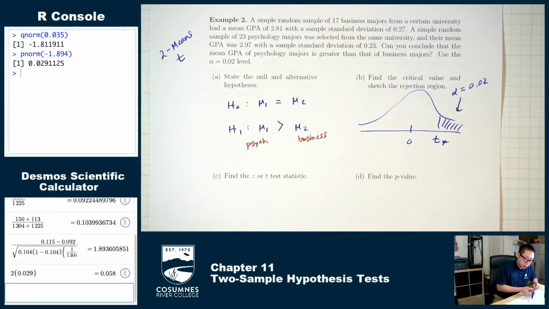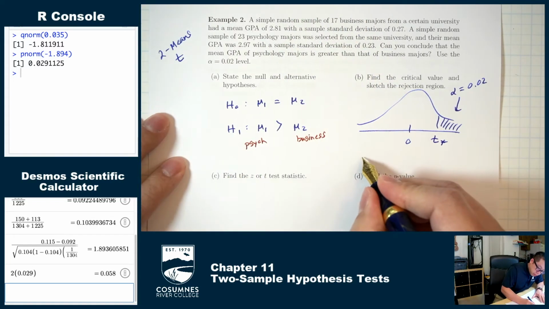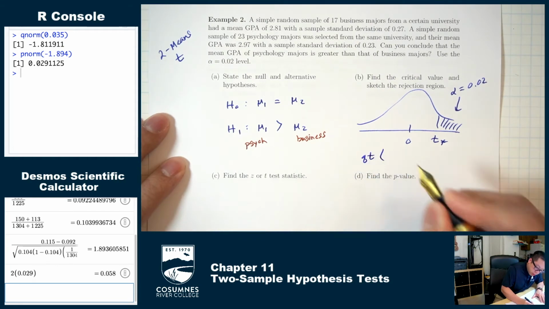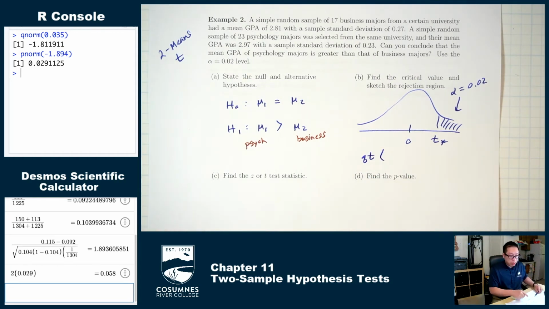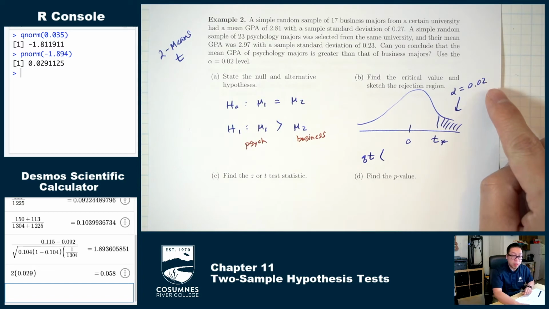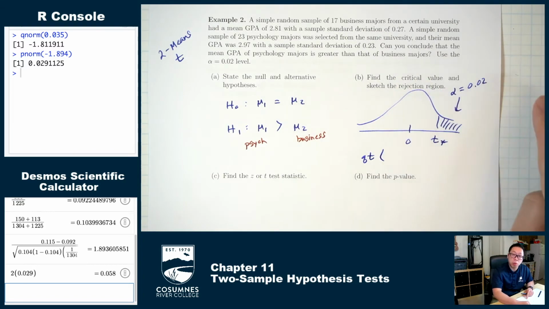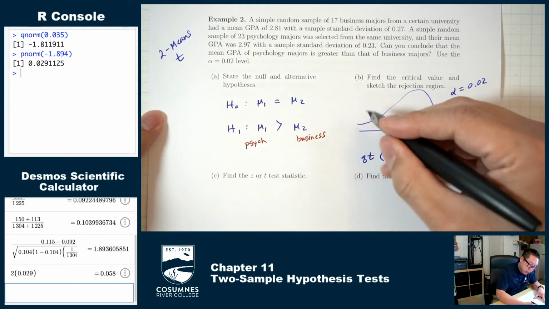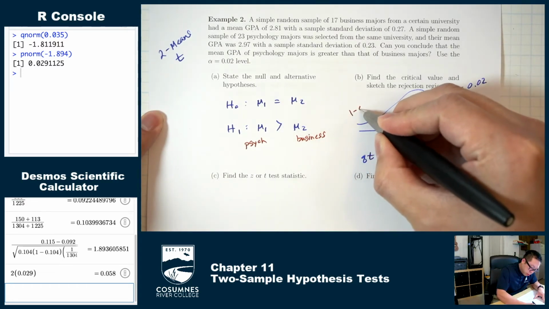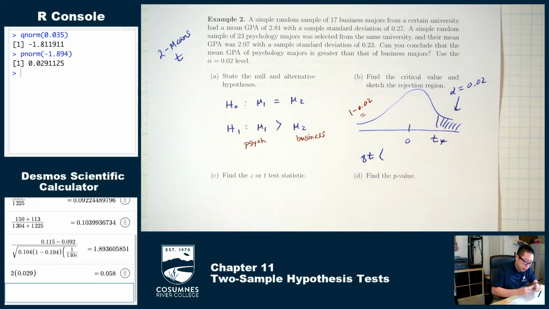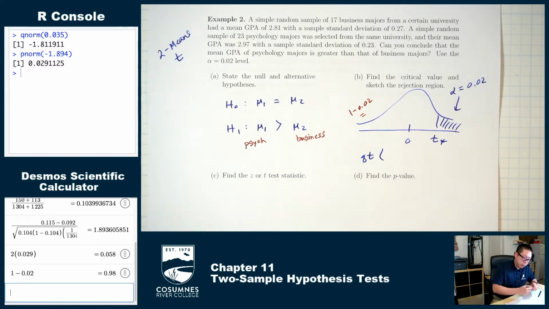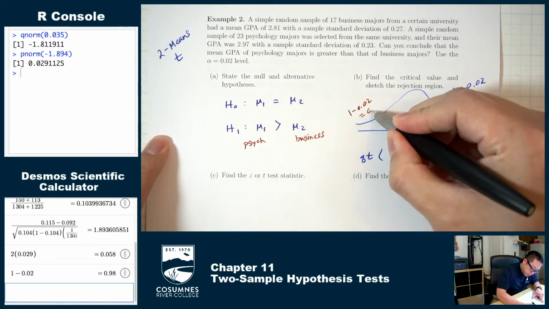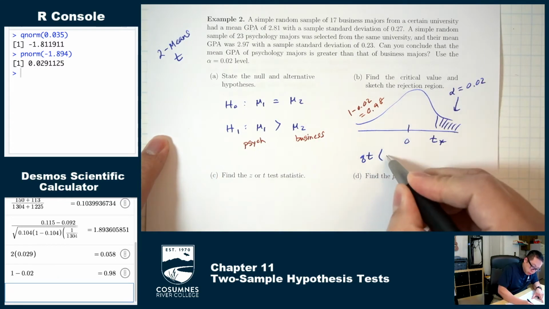So we're going to do QT. Left area. 0.02 is not the left area. 0.02 is the shaded area, which is to the right. I want the other side. To get the other side, 1 minus. 1 minus 0.02 is, I believe, 0.98. Yeah. Okay, that's what we need.